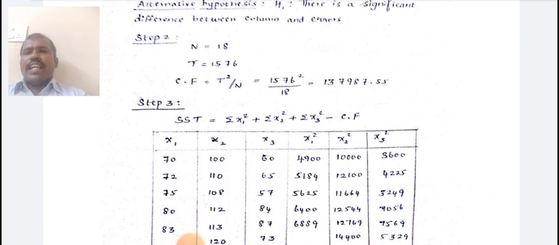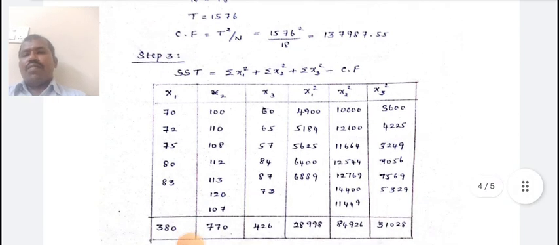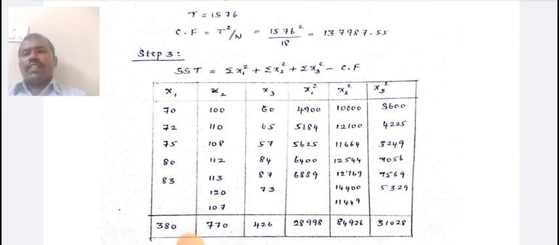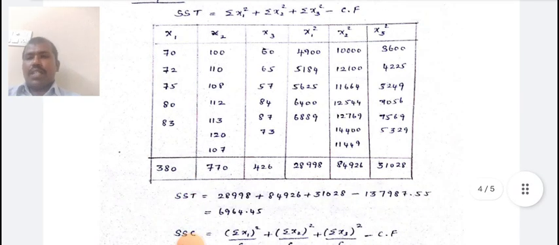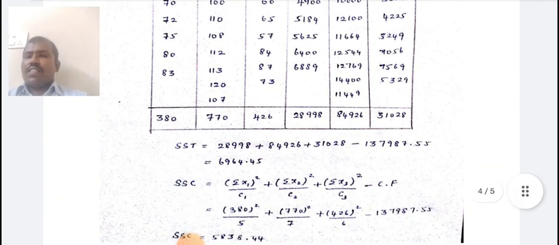Step 2, N, the number of observations, is 18. T, the total sum of values, is 1576. The correction factor is T squared by N, which is 1,30,987.55. Next, the SST formula is there. The table values are x1, x2, x3 and also x1 squared, x2 squared, x3 squared, so we have to find the summation of x1 squared, x2 squared and so on. SST values are given.